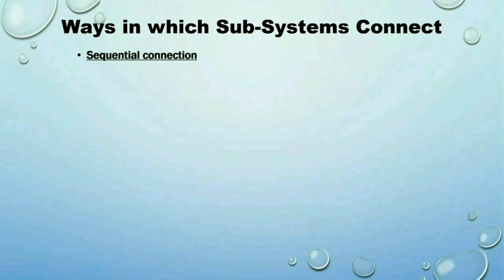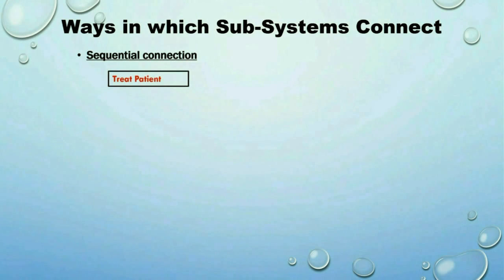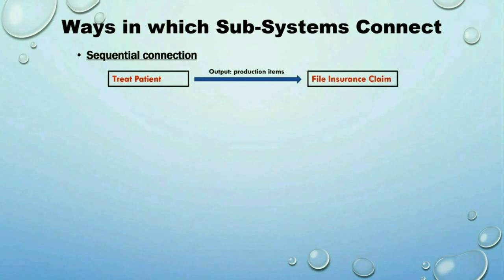First, two subsystems can be sequentially connected. Let's take a look at two subsystems in a DSO company. The first one is the clinical subsystem, which treats patients. Once a patient has gone through that subsystem, one of the outputs it's going to generate is the production items that were performed on the patient. And that will serve as the input to the next subsystem, which is the insurance claim filing subsystem. These two are sequentially connected because you can't start the insurance claim process before getting the output of production items.